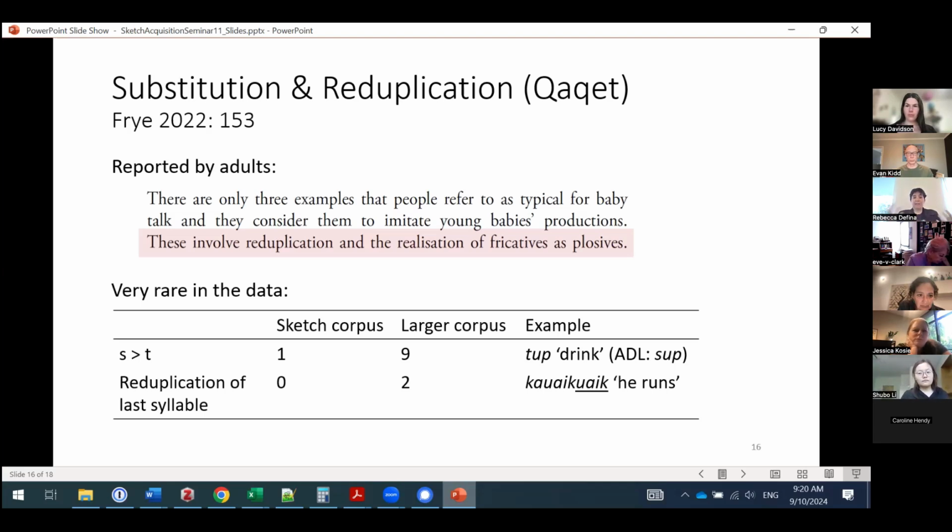But when looking at a larger corpus of child-directed speech, so Fry collected a series of child-directed narratives, there were 2 examples of this reduplication and 9 of this S to T change. But this is a nice example of how you can take characteristics that the adults in the community note for how they think they change their speech directed to young children, and then look for those in the corpus. It's a very good motivation for what to look for in these spot checks and what to be analysing for in the corpus.